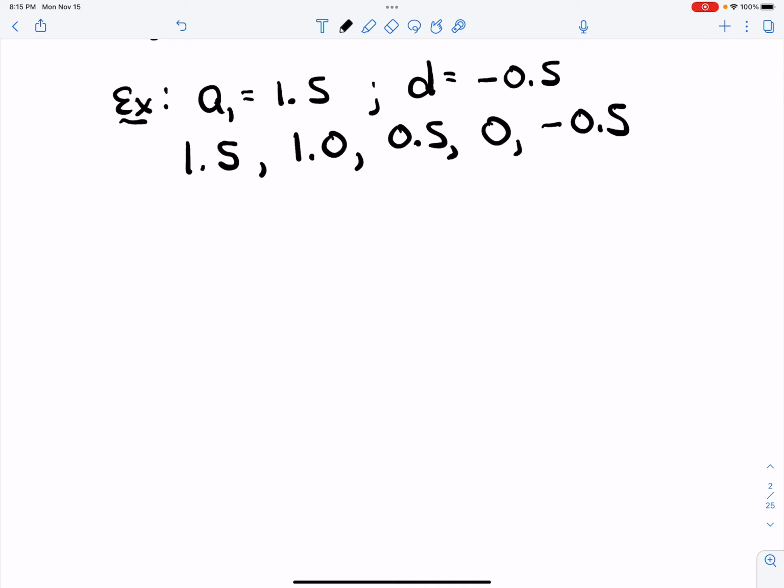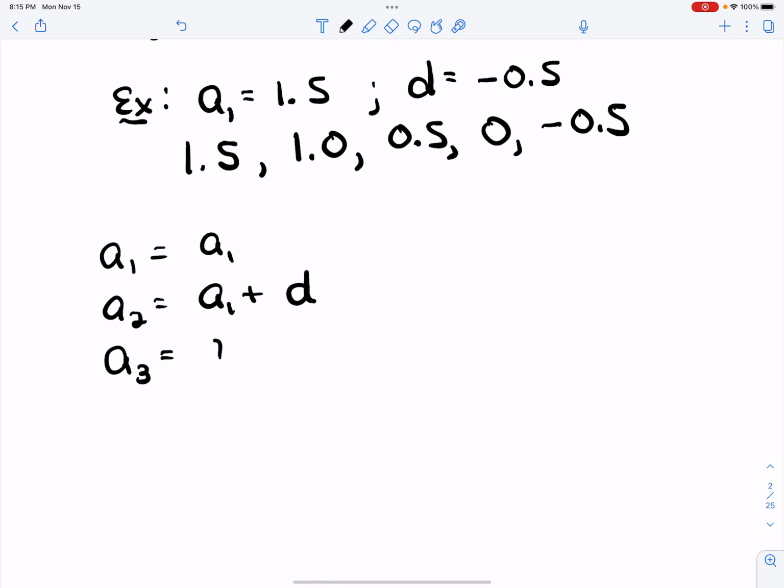As you're doing this, you might have spotted a pattern too. Like you've got a sub 1, you know what that is. We found a sub 2, we took a sub 1 and added that common difference. We found a sub 3, we took a sub 2 and added that common difference. But notice that a sub 2 is the same thing as a sub 1 plus the difference.